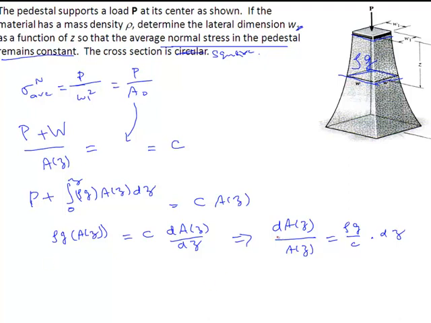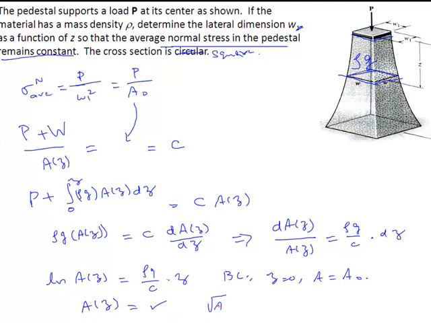Right? Now if I integrate both sides, I get logarithm of A of Z is equal to rho g by C times Z. The boundary condition is at Z equal to 0, we have A equal to A naught. So we substitute now and find out what A of Z would be. Once we find A of Z, its square root is equal to W of Z.